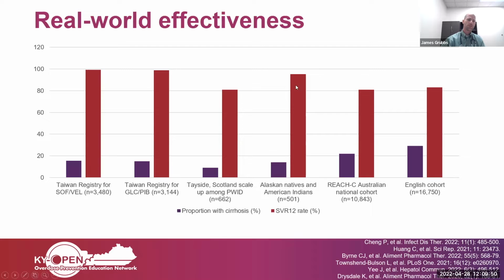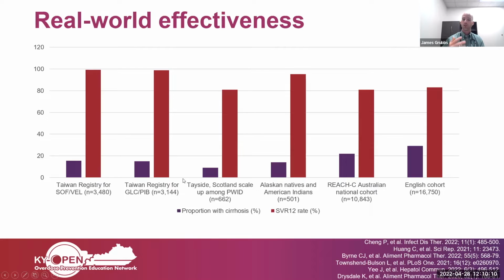When we look at registries in places where there are more universal healthcare systems, like Taiwan, with different pan-genotypic regimens, sofosbuvir/velpatasvir and glecaprevir/pibrentasvir being two of them, we see that the SVR12 rate, or cure rate, approaches 100%.